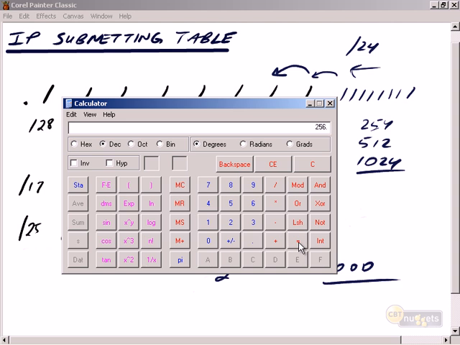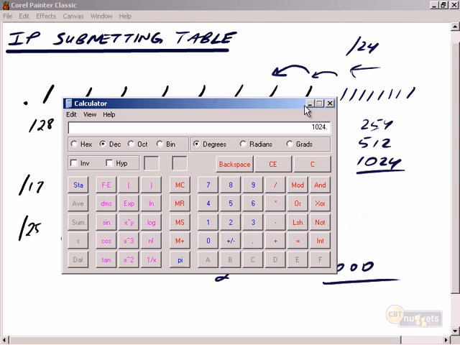Now remember, we can't use 256 because we have to remove 2, because the first one is the network and the last one's the broadcast. So that's the deal there. So 2 to the 9th power, like I said, we double it, 512. Well, 2 to the 10th power, like I said, is 1024.